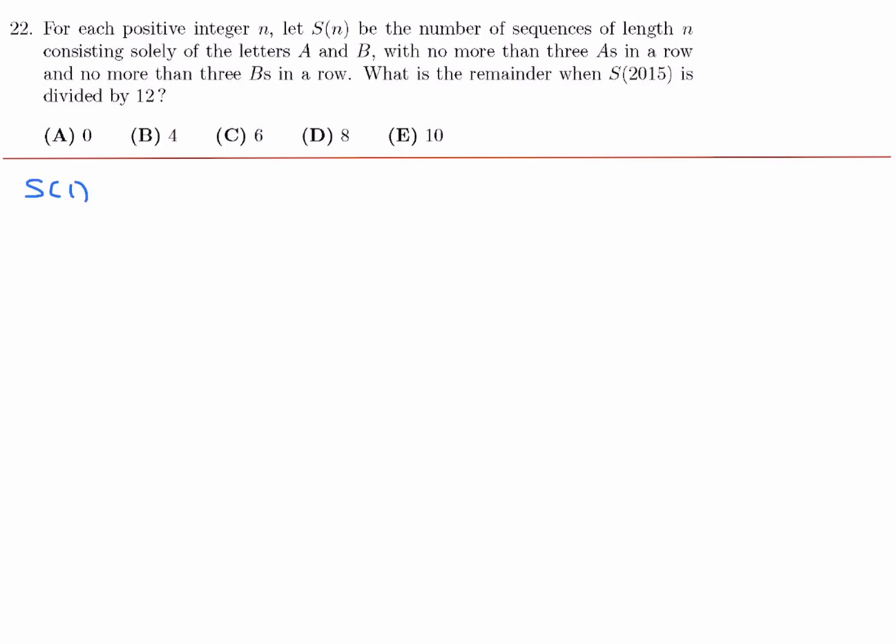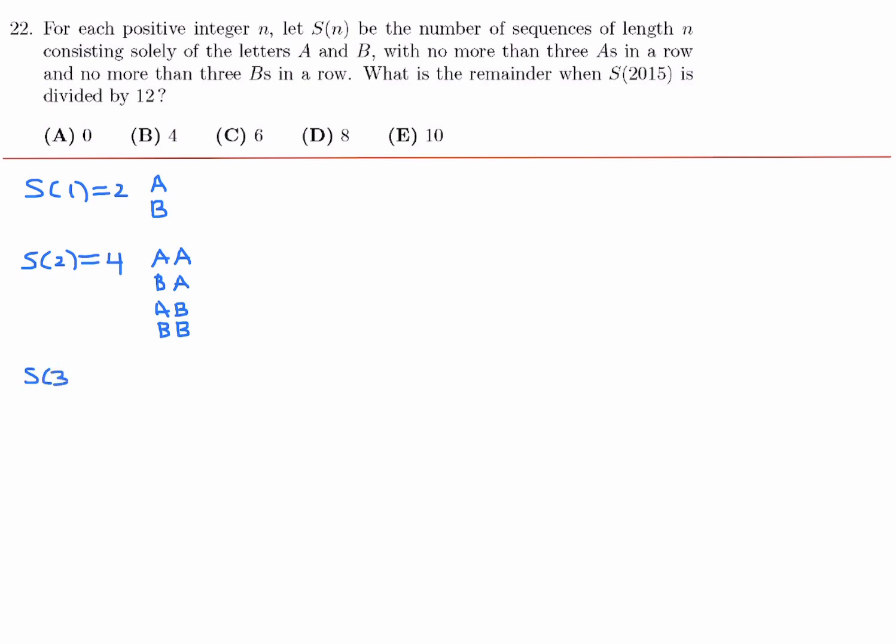So let's first figure out s at 1. Well, s at 1 means you only have really two choices, either an a or a b. So s at 1 is obviously equal to 2. There's two ways of doing that. S at 2. Now I can have 2 a's, 2 b's, a b, and b a. So this is obviously 4.